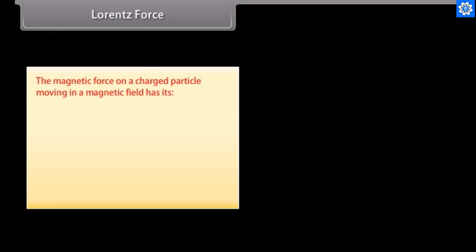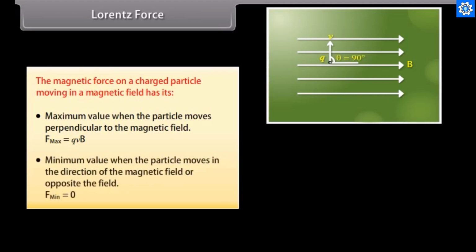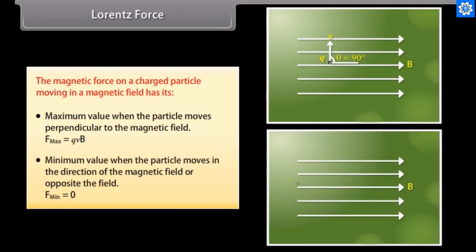The magnetic force on a charged particle moving in a magnetic field has its maximum value when the particle moves perpendicular to the magnetic field. F max is equal to QvB. The minimum value occurs when the particle moves in the direction of the magnetic field or opposite to the field. F minimum is equal to 0.